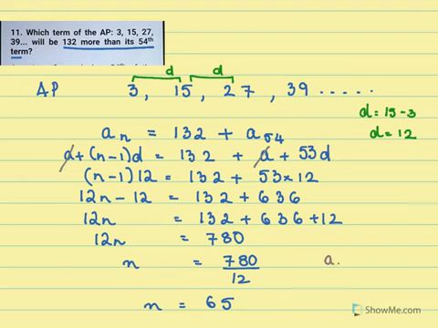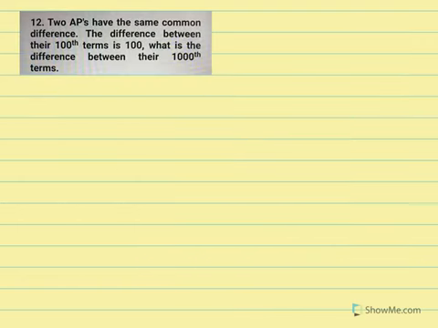The 65th term is 132 more than the 54th term. Next question: two APs have the same common difference, and the difference between their 100th terms is 100. What is the difference between their 1000th terms?